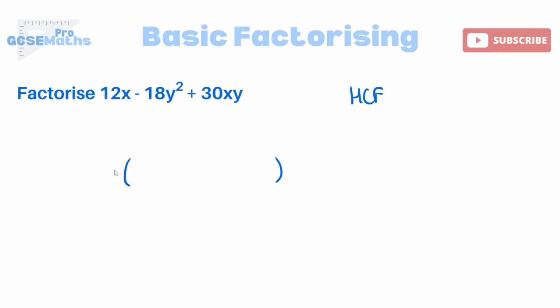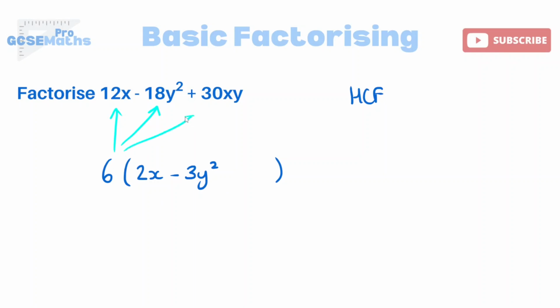So actually, I'm going to write my 6 a lot closer. 6 is your highest common factor. And now, how do I get back from 6 to each of these terms? So what do I need to multiply 6 by to get to 12x? Well, I need to multiply it by 2 to get the 12, and then x to get the 12x overall. How do I get from 6 to minus 18y squared? So again, I need a negative. Times the 6 by 3, and the y squared is just added on.